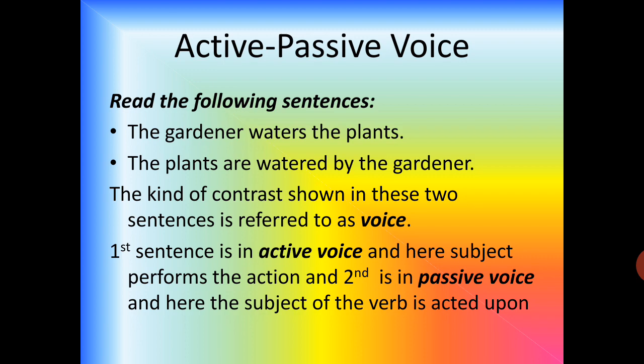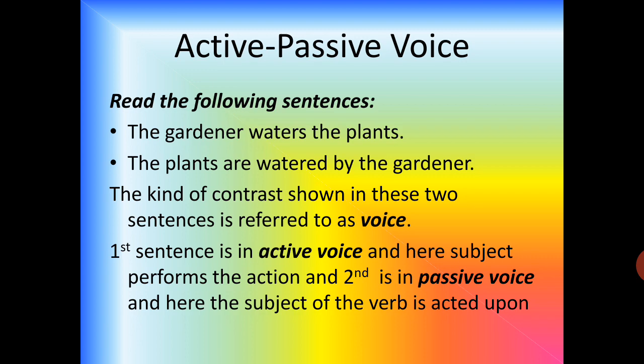But the difference is in the construction of the sentence, the formation of the words used here and there. So the kind of contrast used in these two sentences is referred to as a voice. For example, in the first sentence, the gardener waters the plant, directly the subject is performing the action. Directly कहा गया है कि gardener perform कर रहा है उस action को. Hence that sentence is in active voice.